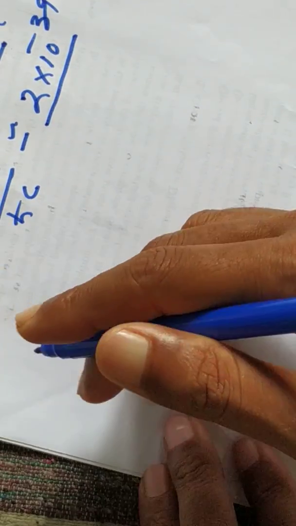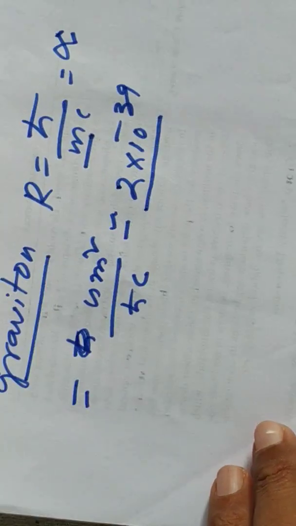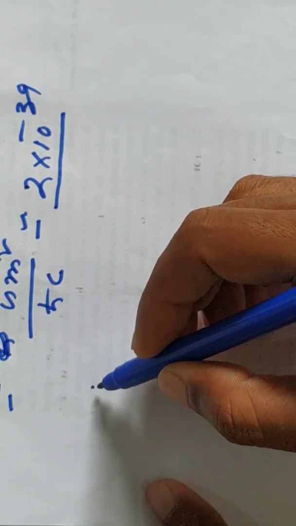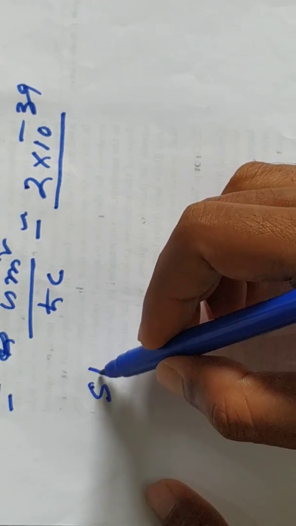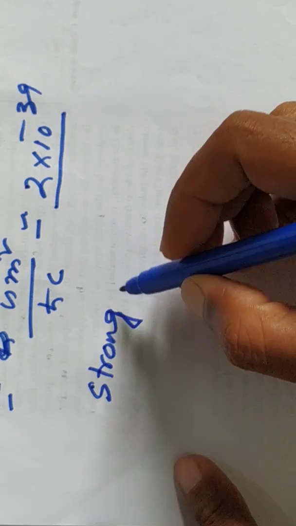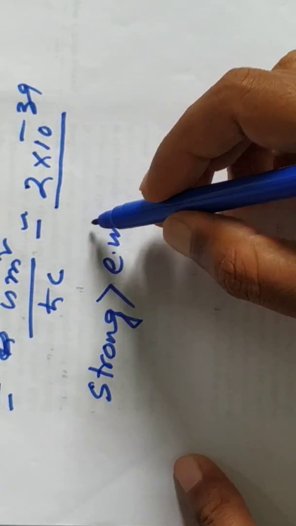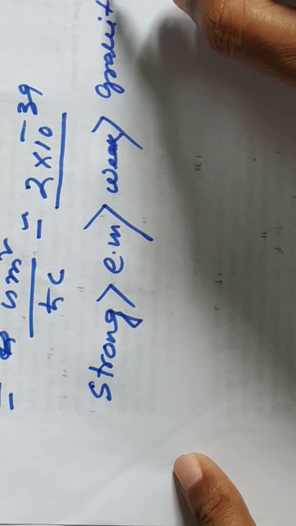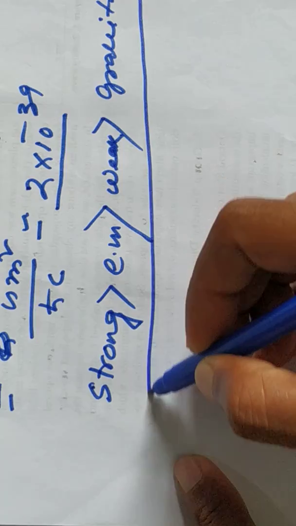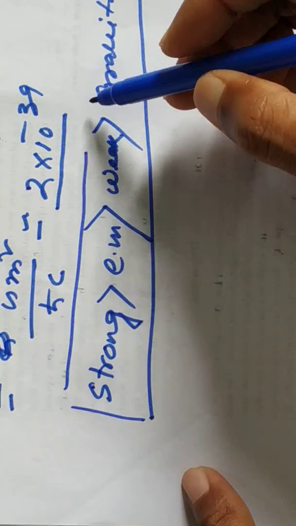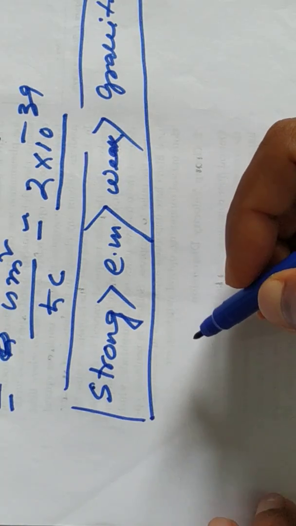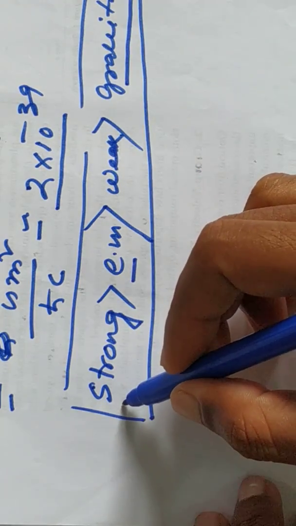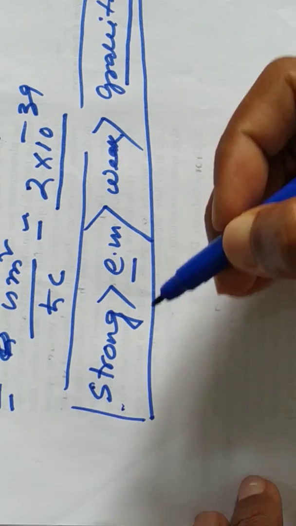Thus, if we arrange the four fundamental interactions according to strength, the strongest is the strong interaction. The strength of the strong interaction is greater than the electromagnetic interaction, which is greater than the weak interaction, which is greater than the gravitational interaction. So gravitational interaction is the weakest force in the universe. The range of the electromagnetic interaction and gravitational interaction is infinite, but the range of the strong interaction is greater than that of the weak interaction.